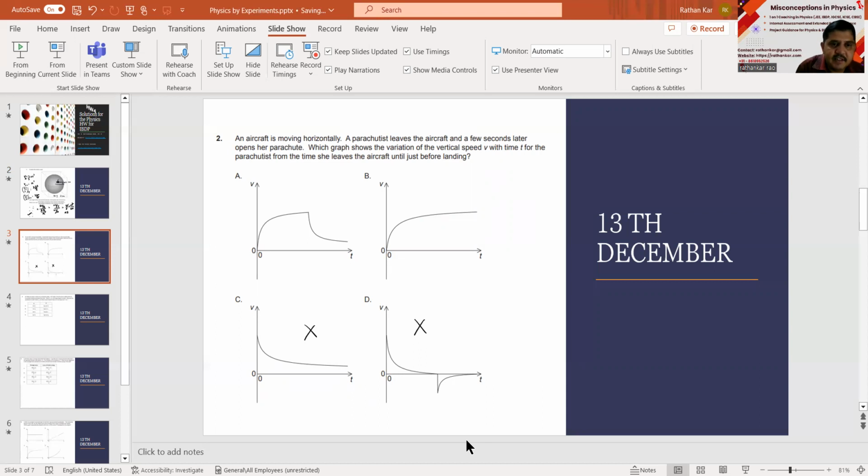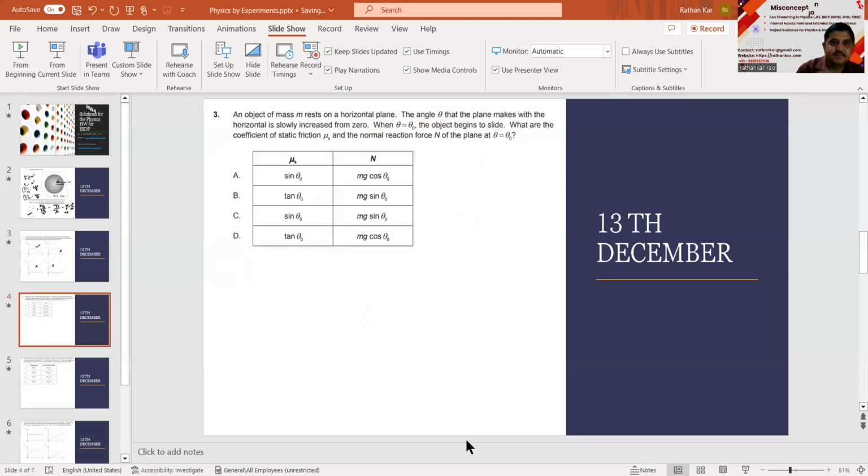Here you see it is increasing like this. Then the moment she opens the parachute, she will reach a terminal velocity. And then as she starts gliding down, it should not be with the same constant velocity. Its velocity should decrease now. In one graph it is seen to be the same constant velocity, but if she falls down with this much velocity, she will break her arms. So this is incorrect. So A is the right option. Now let me move on to the next one.